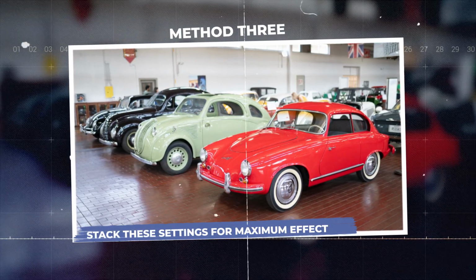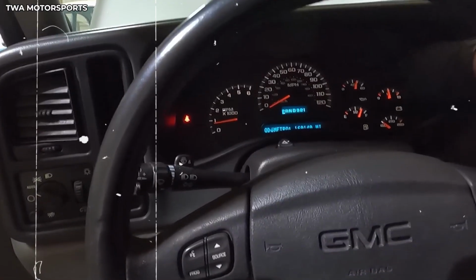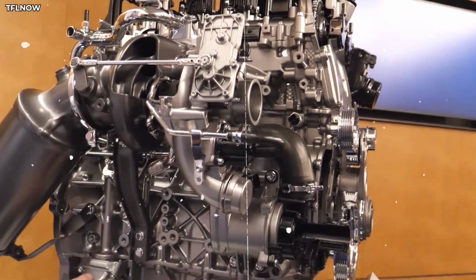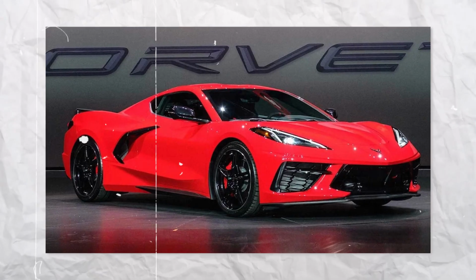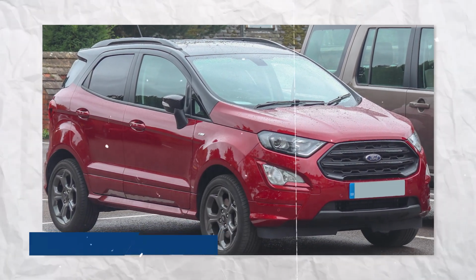Stack these settings for maximum effect. The adaptive learning reset delivers the biggest single improvement in throttle response, but you can stack additional settings and modifications to maximize the effect even further. First, learn to use your drive modes strategically. Most modern Fords have normal, eco, sport, and tow haul modes.